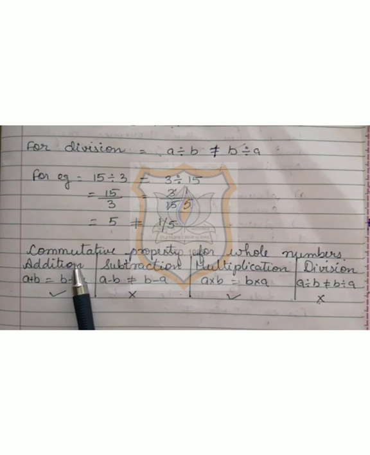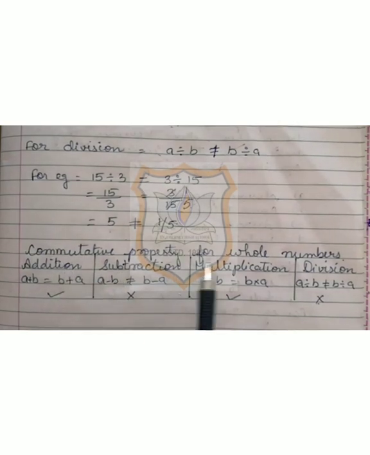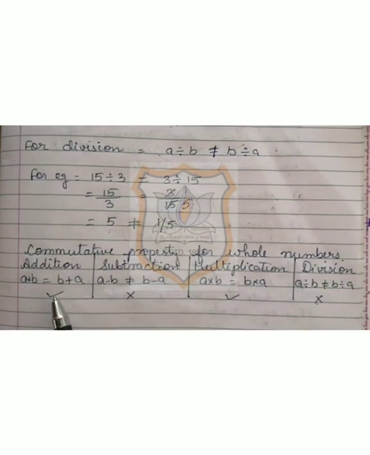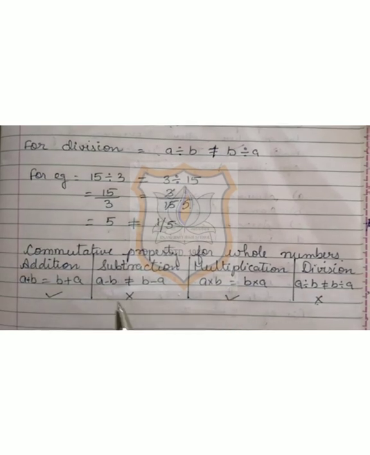Here we can conclude that commutative property for whole numbers works on addition and multiplication and not for subtraction and division.